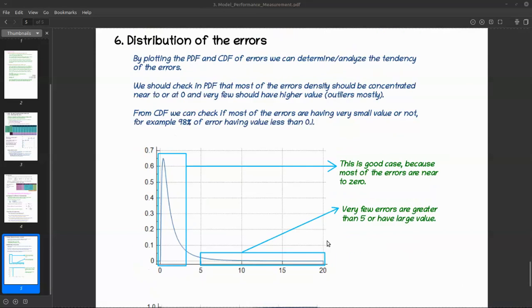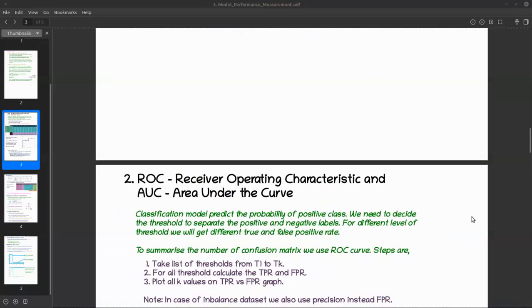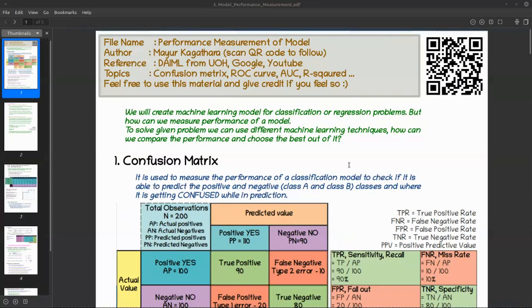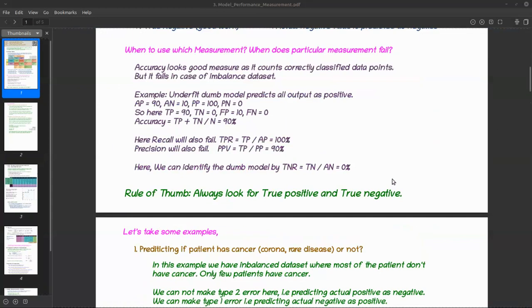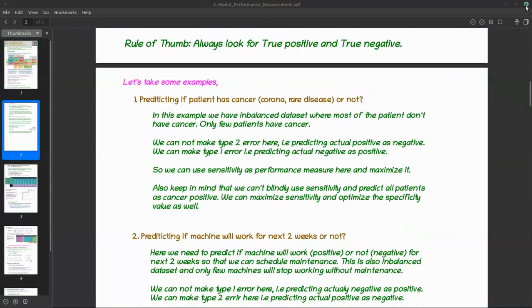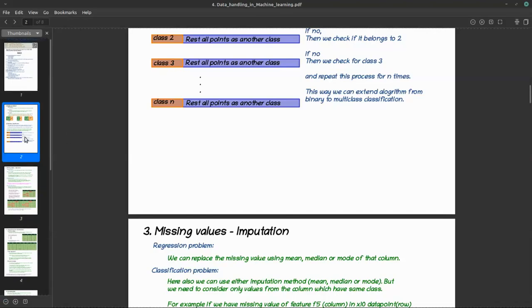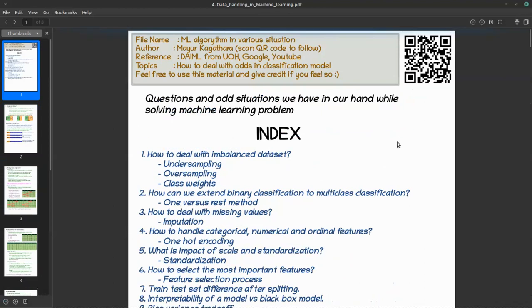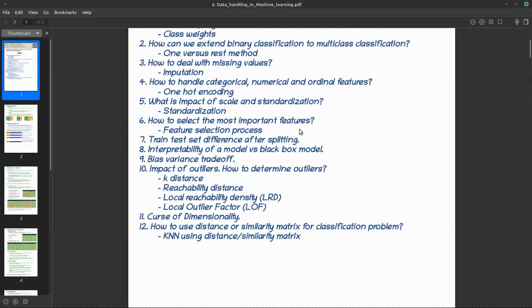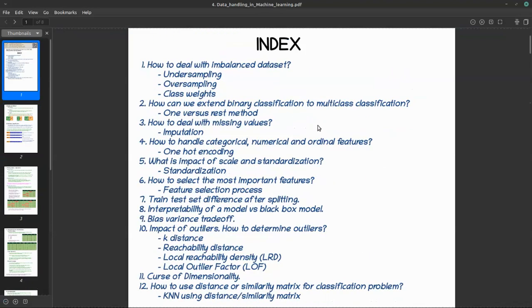Okay, so with that we finish this PDF, like data handling. Sorry, this confusion matrix, ROC AUC, like that model performance basically. Now let's take the next, or you can say very interesting thing: some specific situations in the machine learning life cycle. And it is more related to data preparation.